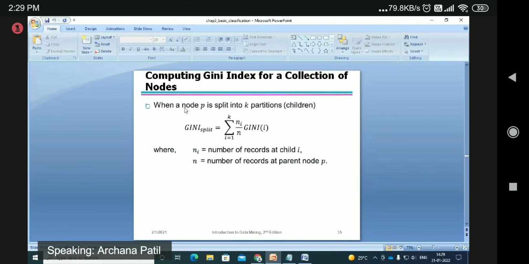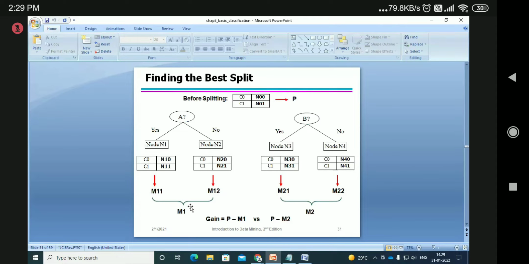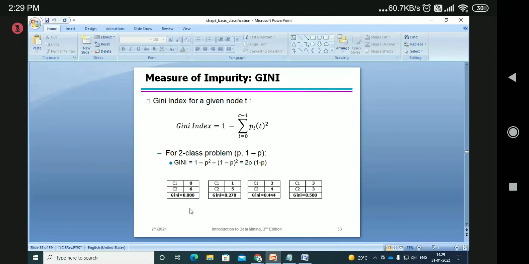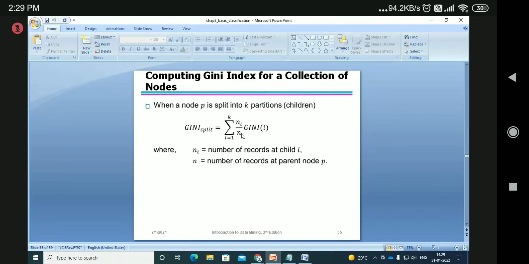Okay, so here, viewers, when a node P, the parent node, is split into K partitions, then how do you find the Gini of the split? Because I am interested in the weighted Gini index. This Gini split is nothing but this M1 over here. Because just as you can calculate P, in a similar way you can calculate M1 using the same formula. But I am interested in the weighted Gini index. So that is what they are doing over here. For each partition they are calculating the Gini index and then calculating the weighted overall Gini index. So for the weighting, you take the number of instances coming to that particular branch. That is Ni, the number of records at child i. And what is N? The number of records at the parent node P.